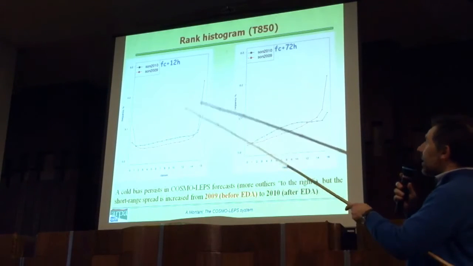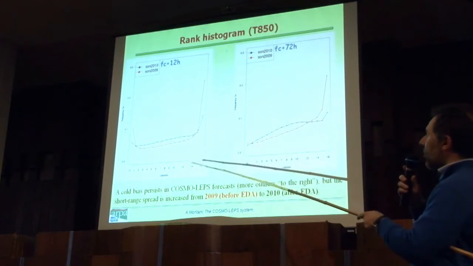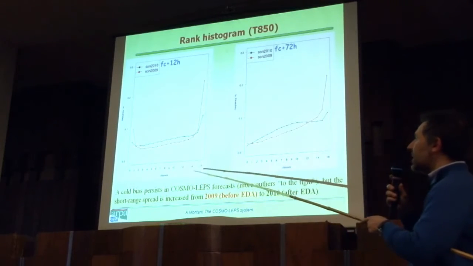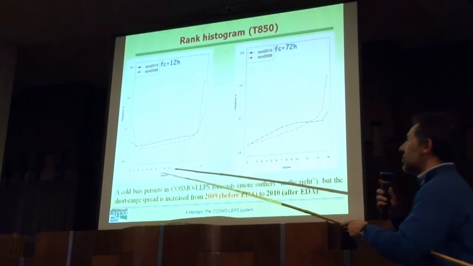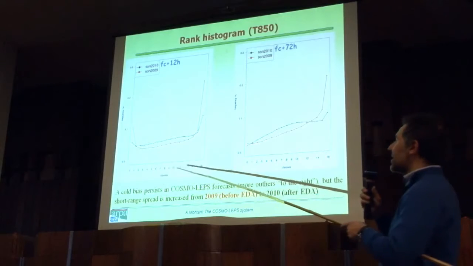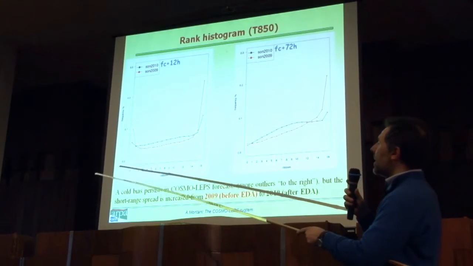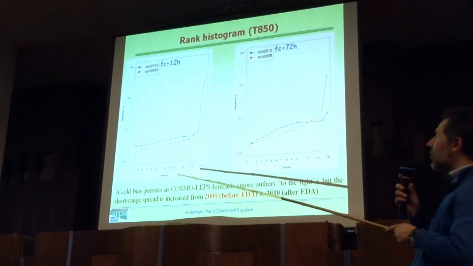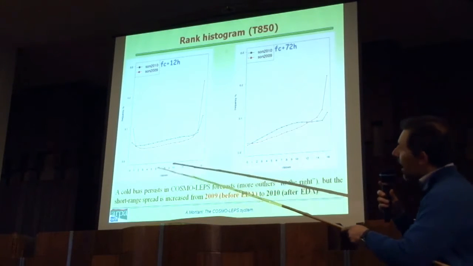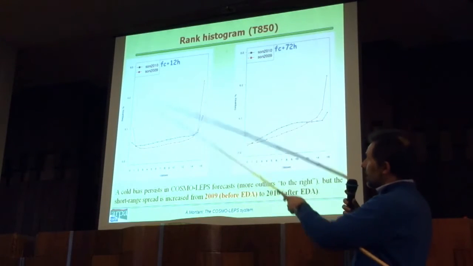So in this way, on the x-axis you have the classes, which means if you have 16 members, you have 17 classes, because you can have a situation when the analysis is below the minimum or above the maximum value, or in between. And on the y-axis, you have the frequency.